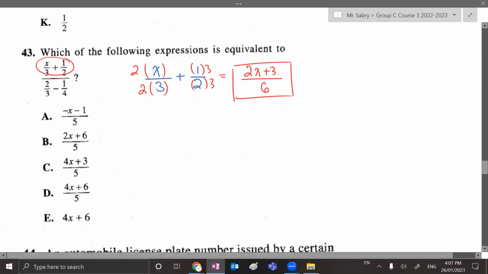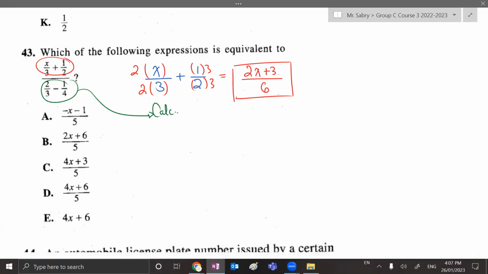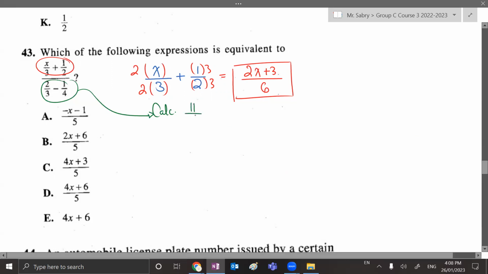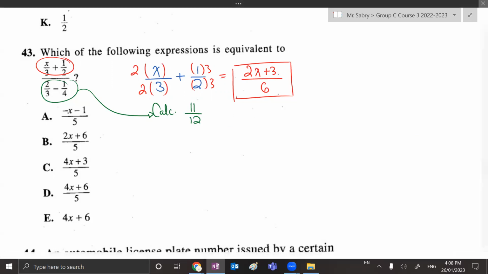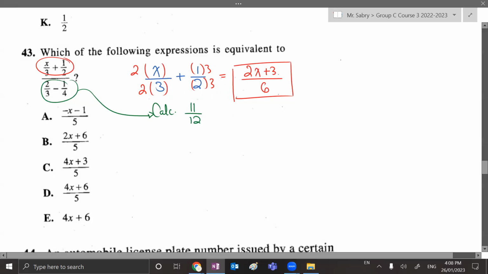Now let's work on the denominator. The denominator are all numbers ما فيهوش x's خالص. So it's actually easy to do that on a calculator right away. And on a calculator, if you do 2/3 minus 1/4, that would get you 11/12. So that's the denominator. So I have now a new fraction. The new fraction is 2x plus 3 over 6 all over 11 over 12.